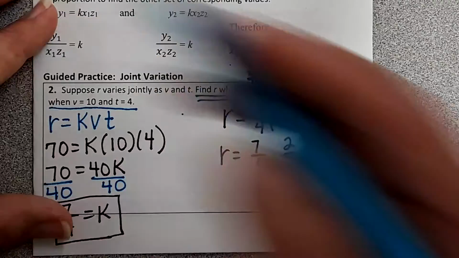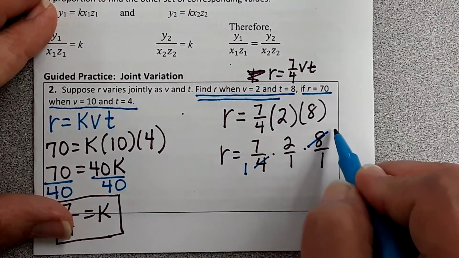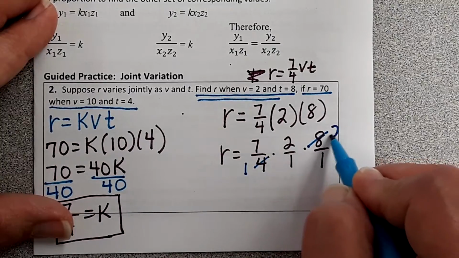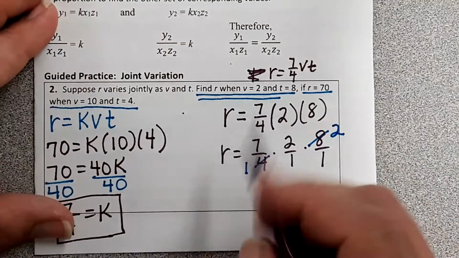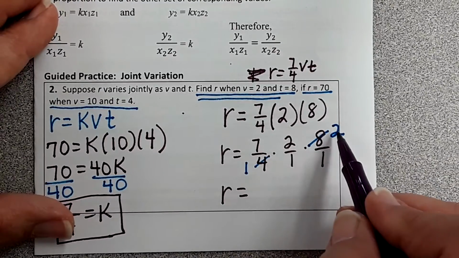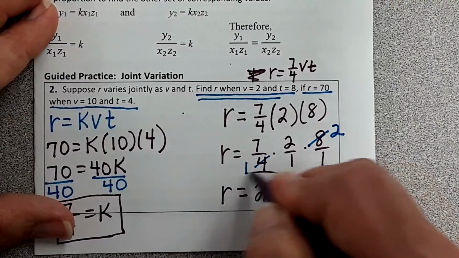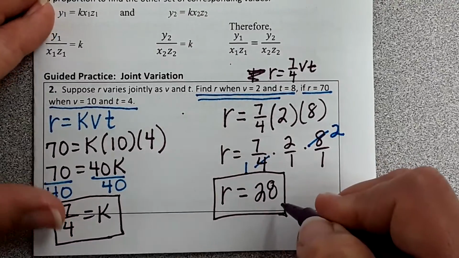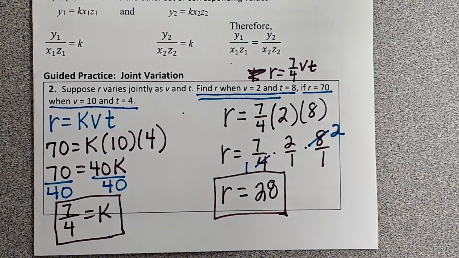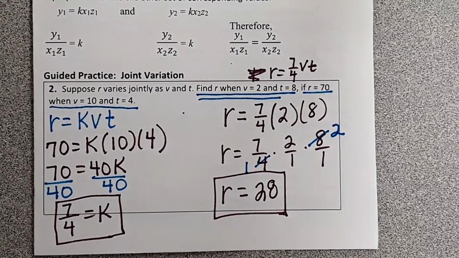This is why I said you don't really need a calculator, because 4 goes into 4 once, and 4 goes into 8 twice. R equals, what is 7 times 2 times 2? And that's your final answer. So you're going to find the constant of variation, you'll find your equation, and then you'll find your missing part.